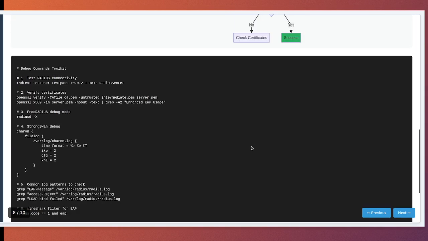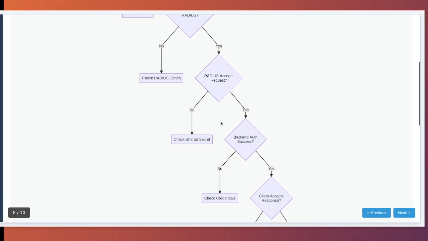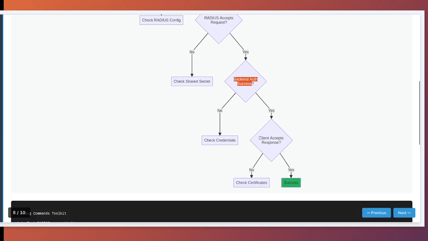First, understand the authentication flow. When troubleshooting, I always start by identifying where in the flow the failure occurs. Is the client reaching the VPN gateway? Is the gateway reaching the RADIUS server? Is RADIUS able to contact the backend identity store? Each point in the chain has specific logs and tests you can perform.